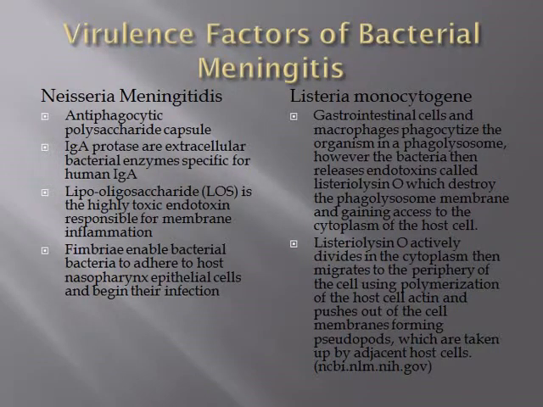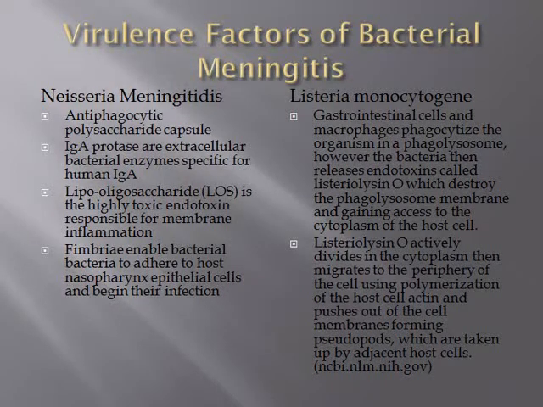Virulence factors of bacterial meningitis. Neisseria meningitidis: antiphagocytic polysaccharide capsule. IgA protease are extracellular bacterial enzymes specific for human IgA. LOS is the highly toxic endotoxin responsible for membrane inflammation. Fimbriae enable bacteria to adhere to the host's nasopharynx epithelial cells and begin their infection.